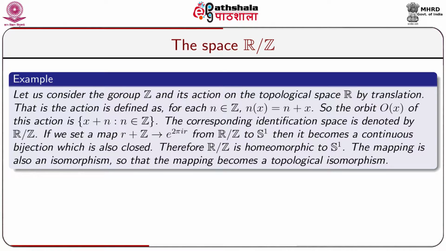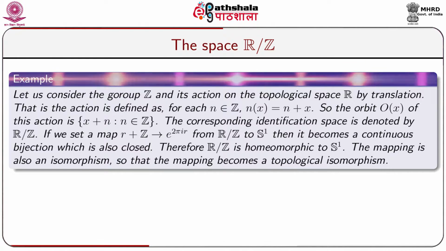So, this is our example which I have already told. Let us consider the group Z and its action on the topological space R by translation. That is, the action is defined as for each n belongs to Z, n x is equal to n plus x. So, the orbit of x of this action is x plus n such that n belongs to Z. The corresponding identification space is denoted by R by Z.